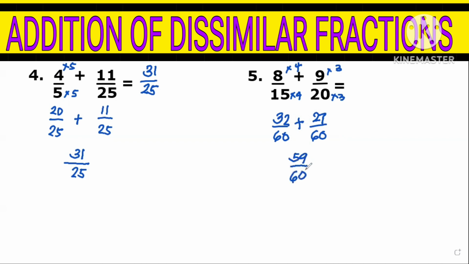Now, is this reducible to lowest term? Obviously, hindi na, no? Because 59 and 60 do not have a common factor. So final answer is 59 over 60.